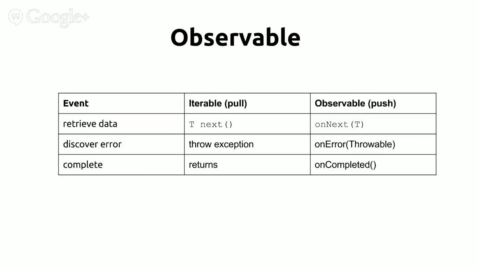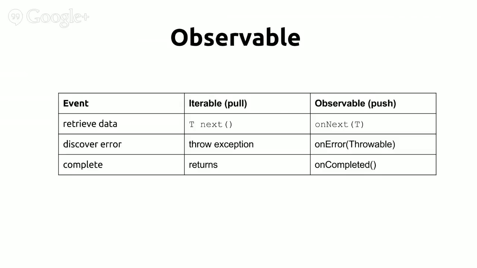For errors, the iterable just throws an exception, and then you have to do the classic Java exception handling. Observable also has a notion of onError, and you can decide there what you want to do with the error. So you can subscribe to a stream, and if some error happens on the stream, you will be notified that the stream is stopped, stopped with an error, and it passes you the throwable, and then you decide what you want to do at that specific place.